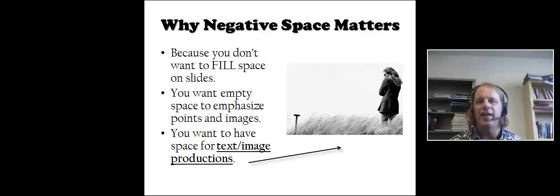And you want to have this space in text image productions like what you see below, which again is based on the rule of thirds. So I hope this is useful. Try thinking as you start to design your expertise speech in terms of rule of thirds and in terms of the use of negative space.